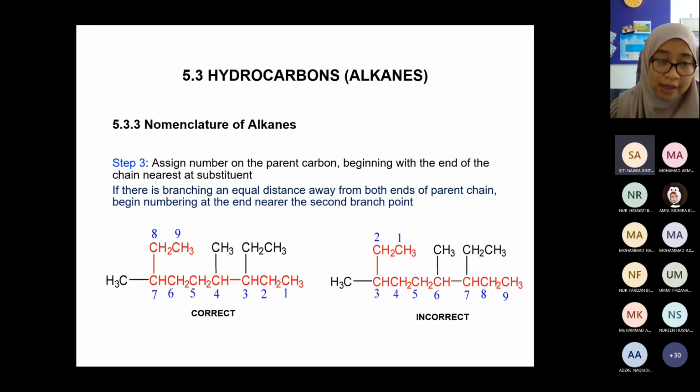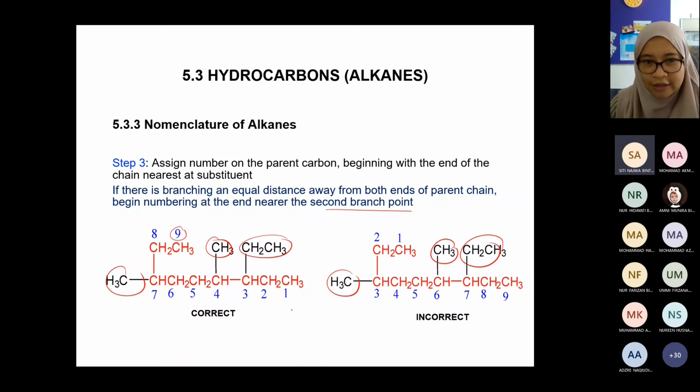If there is branching at equal distance from both ends of the parent chain, begin numbering at the end nearer the second branch point. Like that. So it has 9 carbons, right? So going up and going down, we still use the lowest number rule. Okay, you have branches. There are 3 branches. This one also has 3 branches. 1, 2, 3.